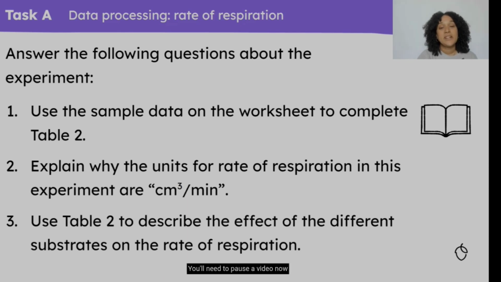You'll need to pause the video now to give yourself enough time to do your answers and then click play when you're ready to check your answers. Good luck!